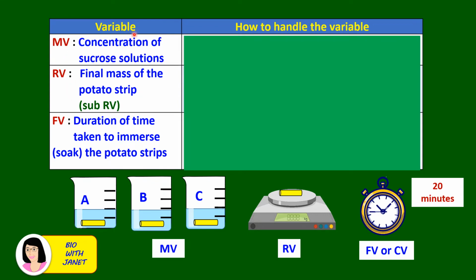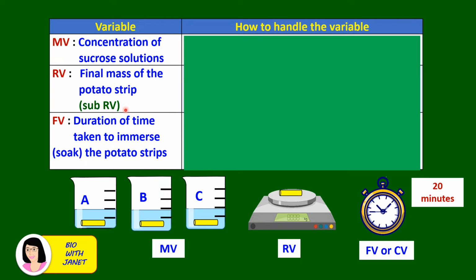So as we have discussed in the previous video, your MV is the concentration of sucrose solutions. Your RV is the final mass of the potato strip. This I refer to as sub-RV. My sub-RV here means that it is the RV that we obtain from the experiment. It is the data of the experiment, the results of the experiment, the direct results. And then the main RV means the one that you obtain after calculation, for example, the percentage change in mass of the potato strip, the main or final RV.